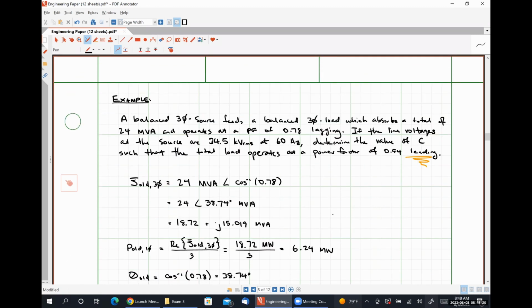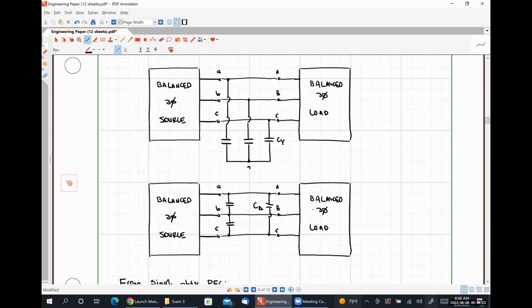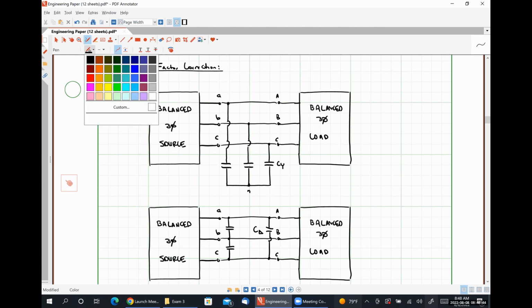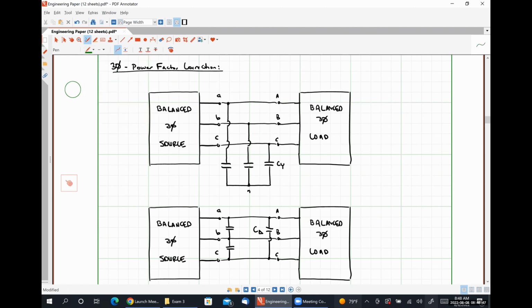I'm going to scroll up here to the previous page. So we aren't told whether or not our balanced three-phase source is a delta connected source or a Y connected source, and it literally does not matter. What we are told is that the line voltages have a particular magnitude, okay? So on our picture here, that would manifest itself as this, the magnitude of our line voltage, okay?